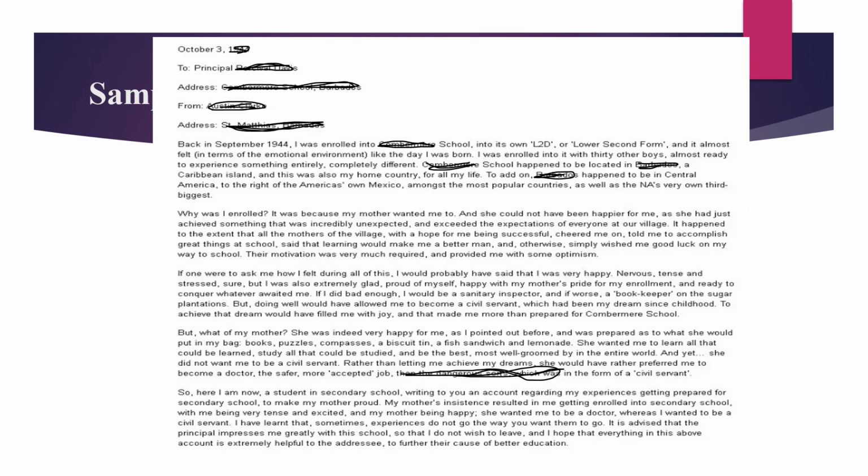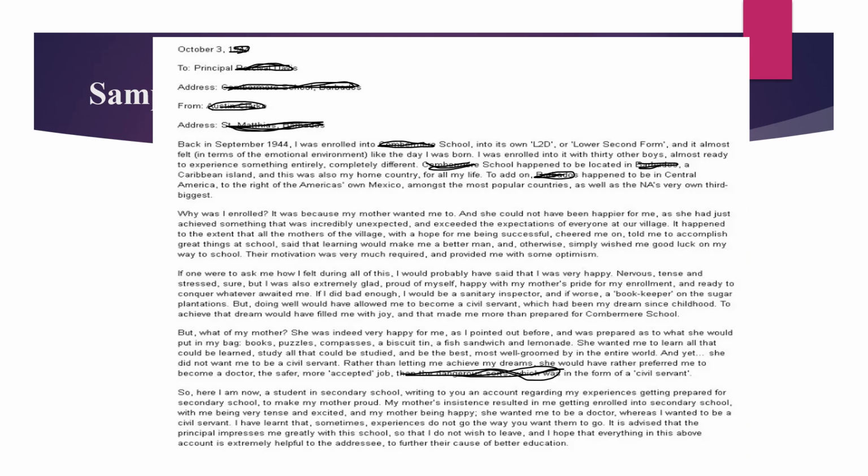Moving ahead with the second paragraph of your body, you can see that it is started in this way. If one were to ask me how I felt during all of this, it means this is the answer for the second bullet. I would probably have said that I was very happy, nervous, tense, and stressed, sure, but I was also extremely glad. So there are mixed emotions which have been expressed. Proud of myself, happy with my mother's pride for my enrollment, and ready to conquer whatever awaited me.